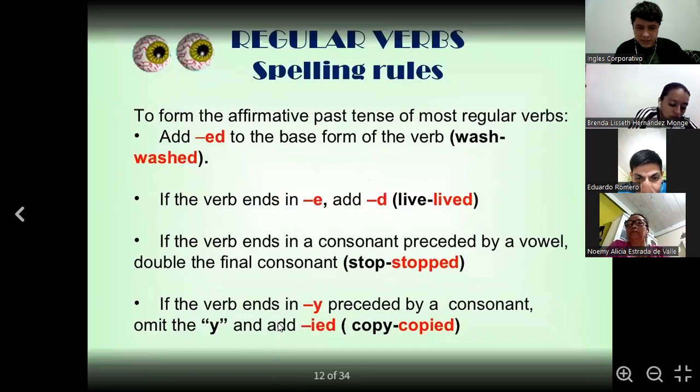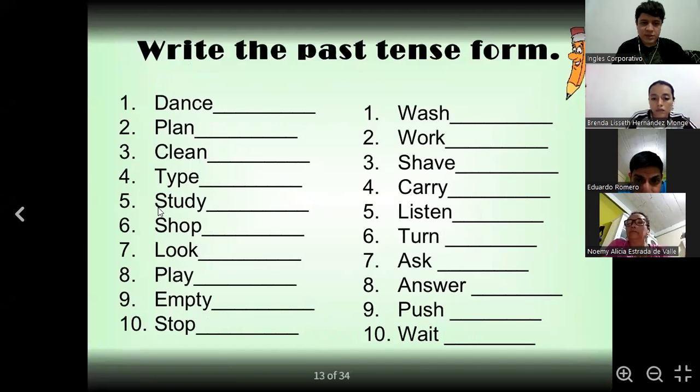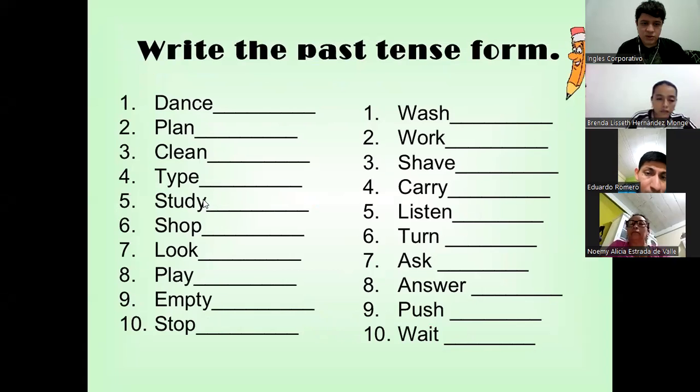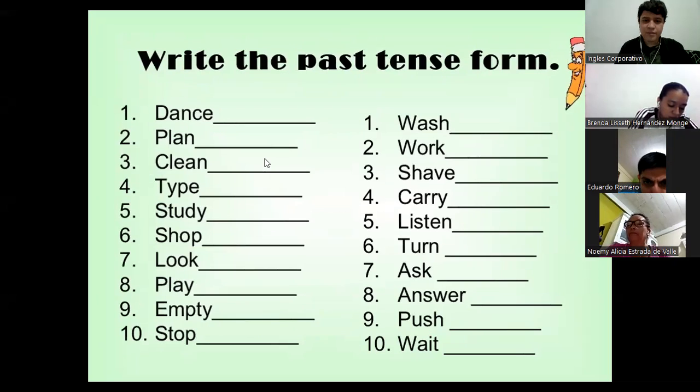So, es la última regla. Si termina en Y y hay una consonante, se elimina la Y y se agrega IED. Y si miramos en study, termina en consonante y Y. So, se la quitamos y termina studied. Perfect. Now let's see this one. Play. Esta no estaba aquí, pero se las mencioné, chicos. What's the past of play? Perfect. Played. Chicos, si termina en vocal y Y, lo único que usted va a hacer es agregar ED, ¿ok? Pero si termina en consonante y Y, quita la Y y agrega IED, ¿ok?